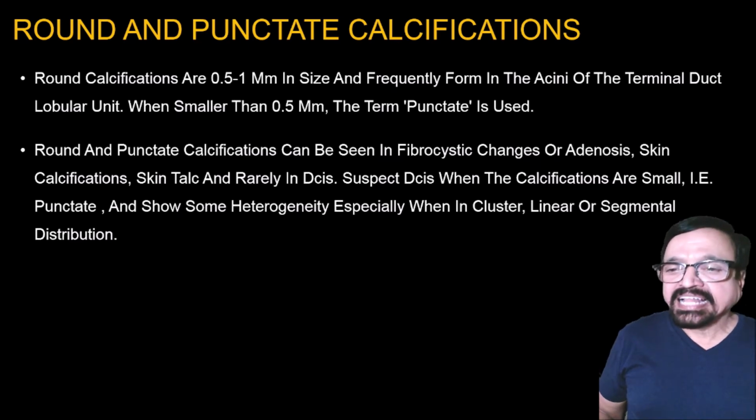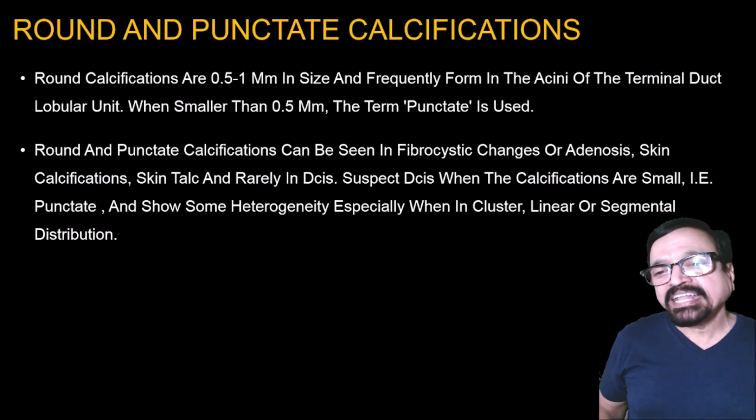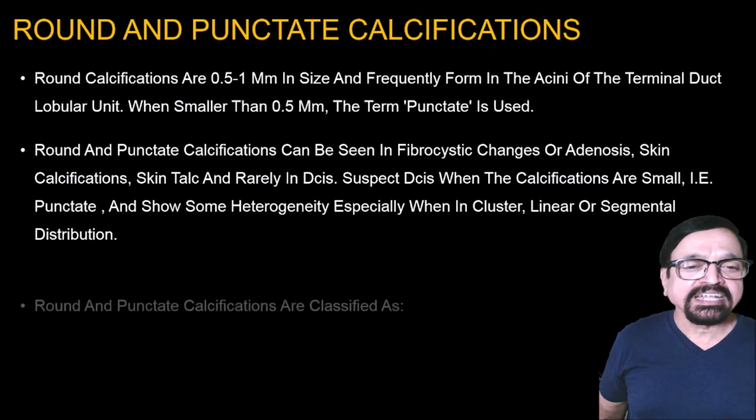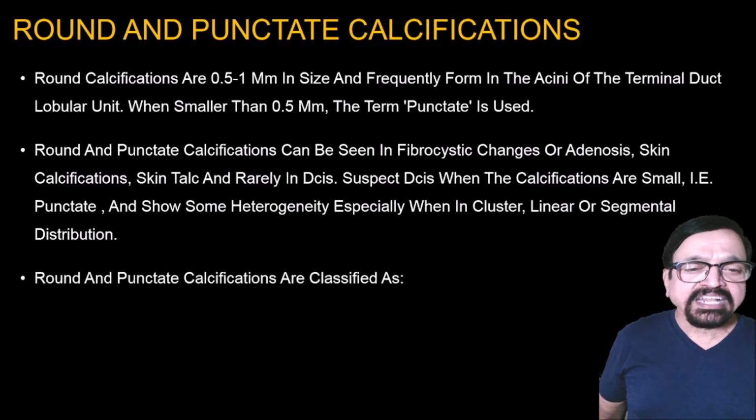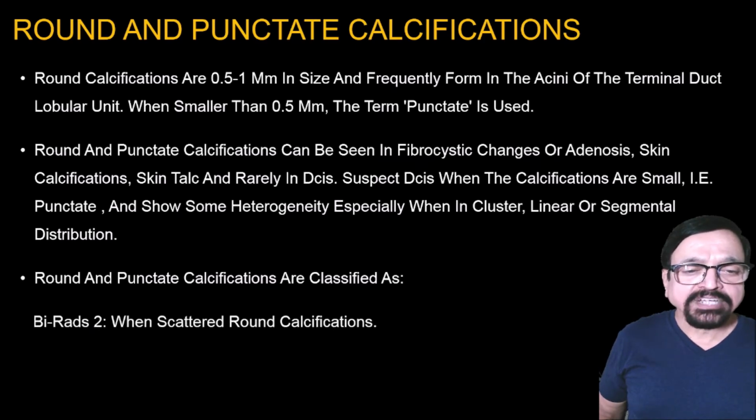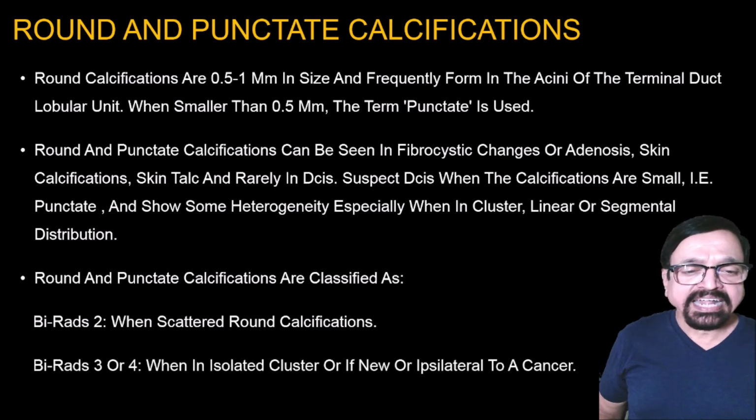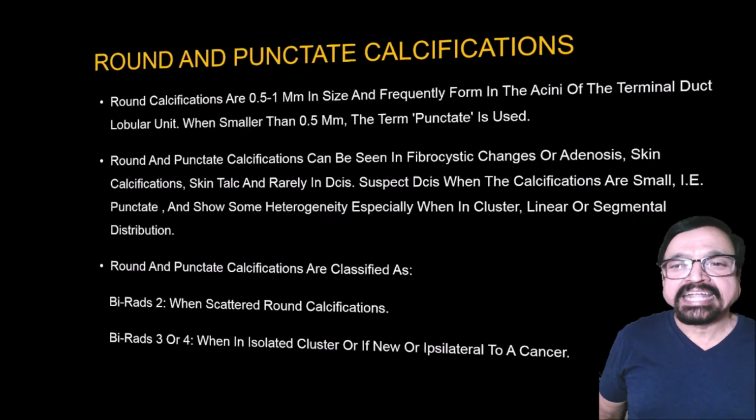DCIS is suspected when calcifications are small, that is punctate, and show some heterogeneity, especially when in clusters, or in a linear or segmental distribution. Then the round or punctate calcifications are classified as BI-RADS 2 when scattered round calcifications are there, and BI-RADS 3 or 4 when in isolated clusters or if ipsilateral to a cancer. This is the BI-RADS classification of the calcification. Now, what are the lucent-centered calcifications?